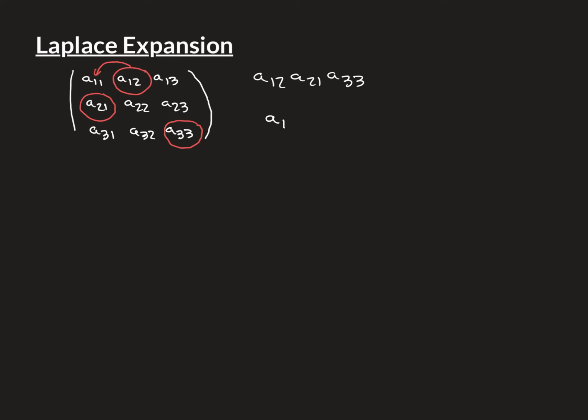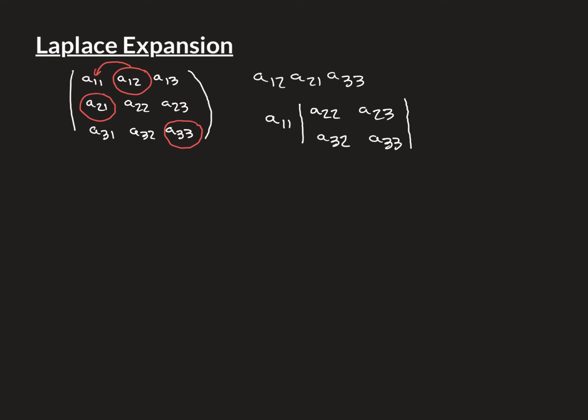And what you can do is write down A11 times the determinant of this smaller, reduced matrix, this little square 2 by 2 matrix here: A22, A23, A32, A33. And when I use straight lines like this instead of curved lines, that means the determinant of this matrix rather than just times this matrix.